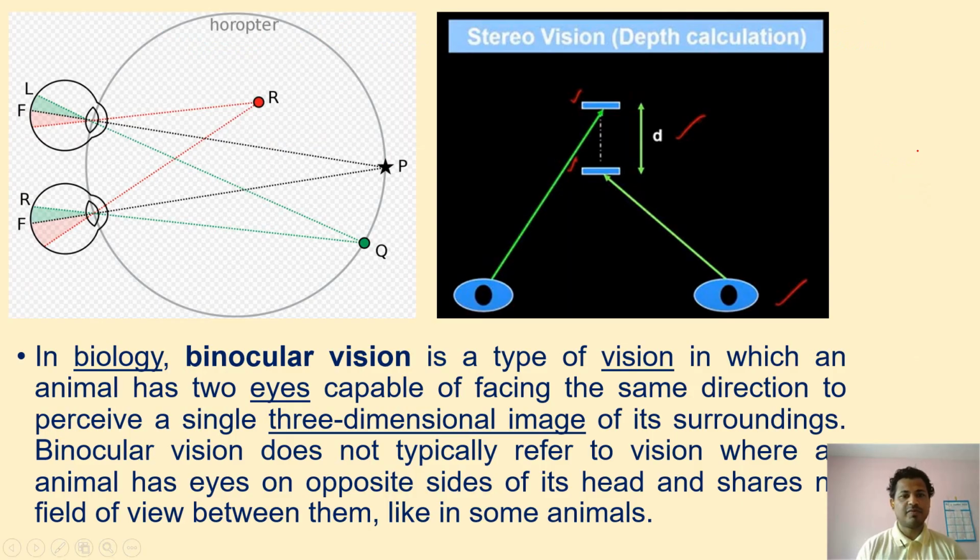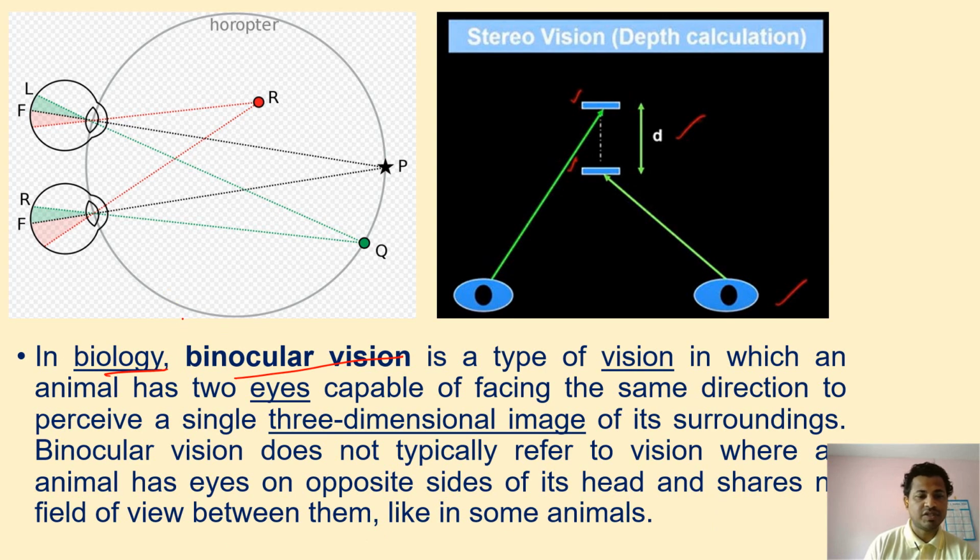Now, if we move on to machine vision, first we talk about our human vision. So these are our eyes. When we perceive an object, in biology it is known as binocular vision. It's a type of vision in which an animal has two eyes capable of facing the same direction to perceive a single three-dimensional image of its surroundings. Binocular vision does not typically refer to a vision where an animal has eyes on opposite sides of its head and shares no field of view between them, like in some animals.